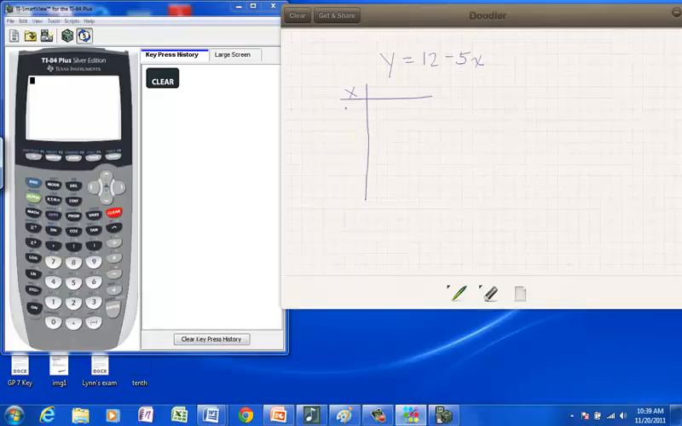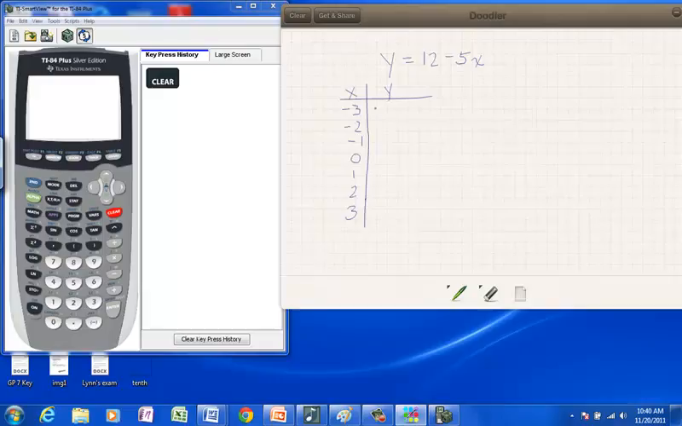And they said to build a table by hand, you should put in negative numbers and positive numbers. And that you should have at least 5 numbers over here. I have 7, so that should be good. So here's my y values.